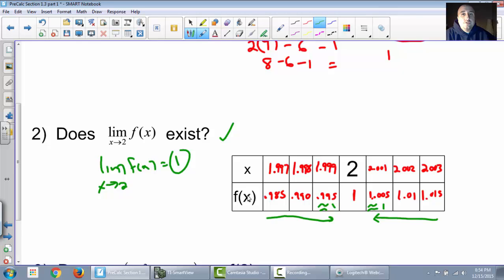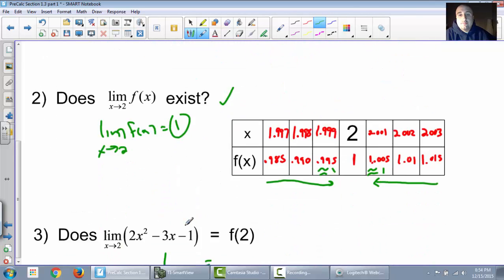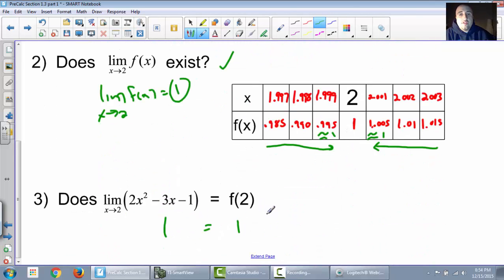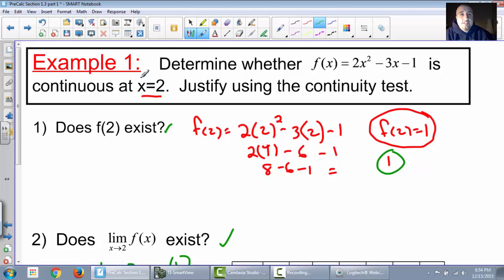And what was f of 2 equal to? f of 2 is equal to 1. So this is also equal to 1. So are they equal? Yes. So is this function continuous at x equals 2? Yes. It passed all 3 parts of that test.